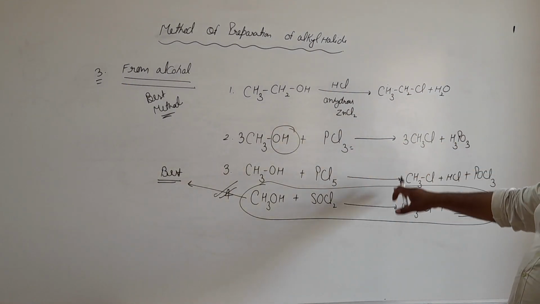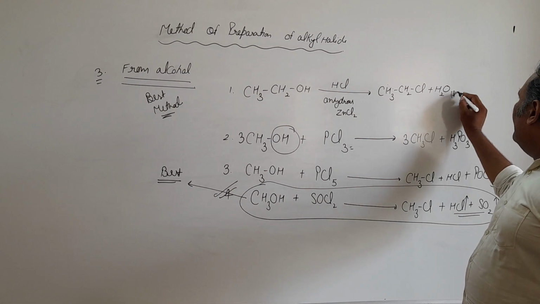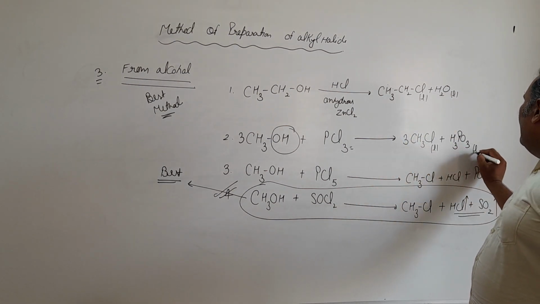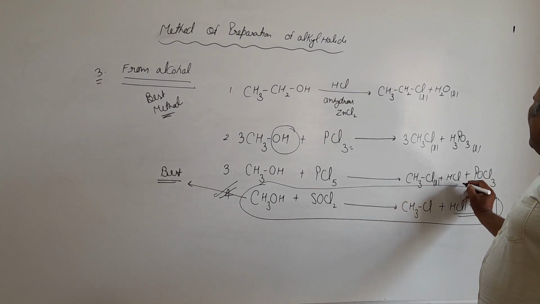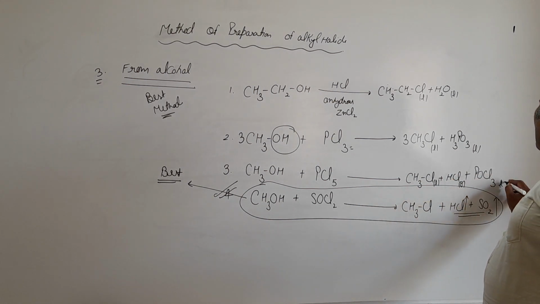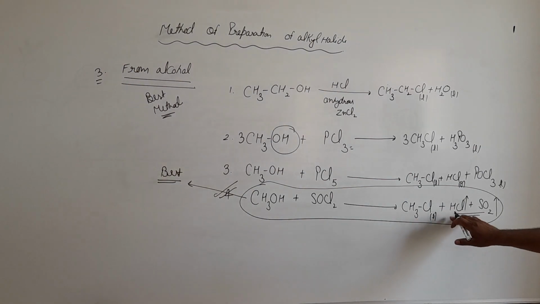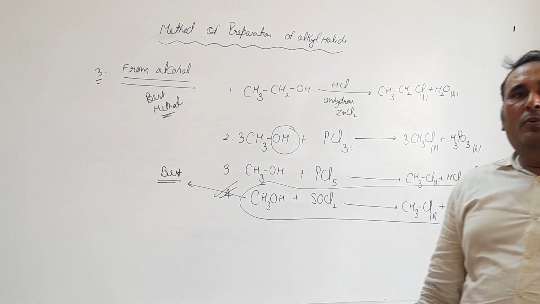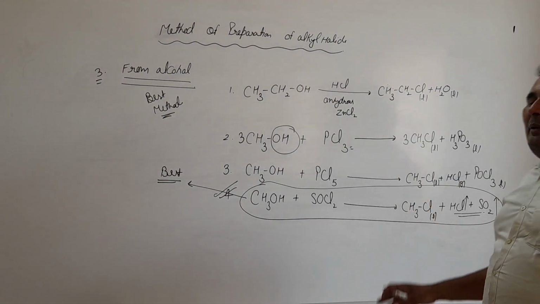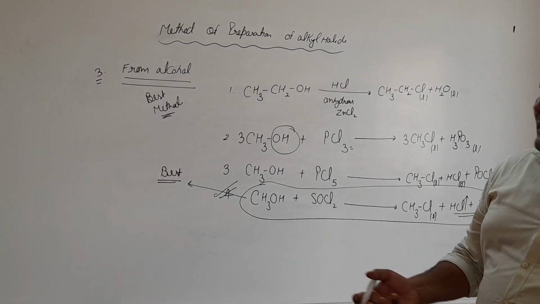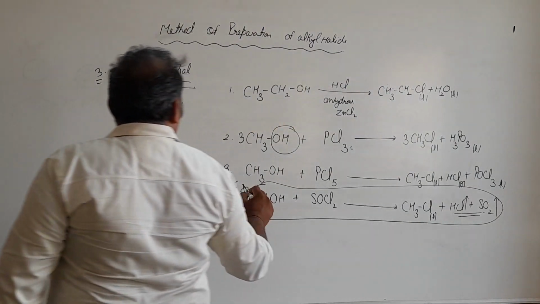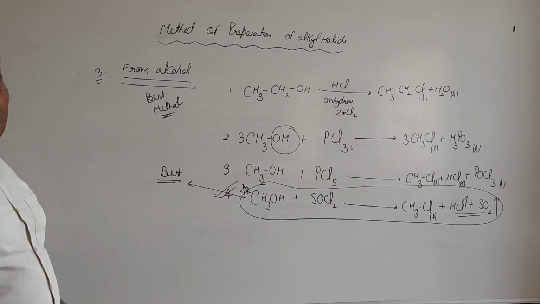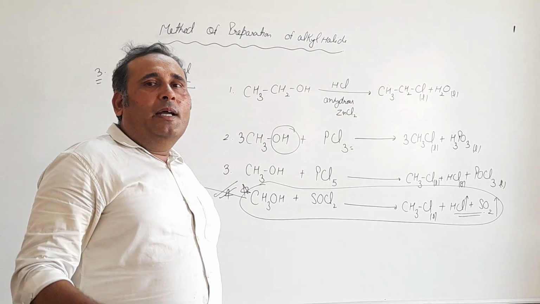But in all other methods, H2O is a liquid, and CH3Cl is also a liquid. In this method, both byproducts are gases, so gaseous byproducts can be easily removed, and we do not need any special separating techniques. So this is a very good method. We can use it when we are preparing alkyl halides from alcohols.